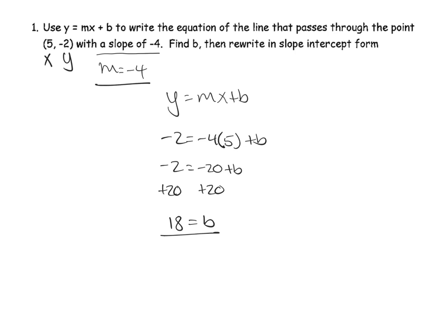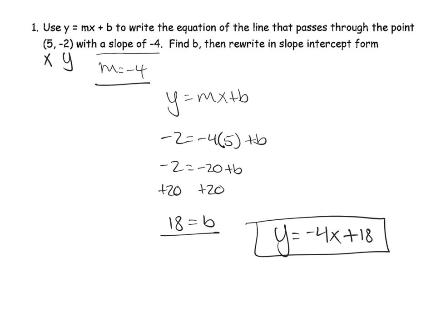So now the final step, step 4, is to use b and m to write y equals mx plus b. So that's y equals, what's my m? Negative 4, so negative 4x, and what's my b? 18. What kind of 18? Positive, so it's going to be plus 18. And then I am done with example 1. Now let's move on to example 2.